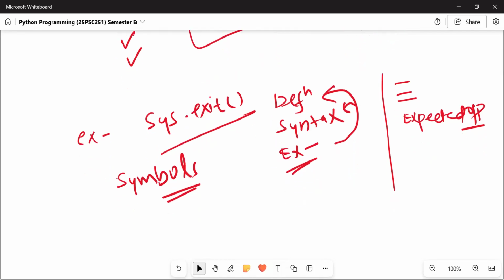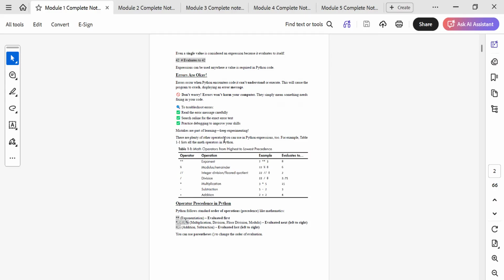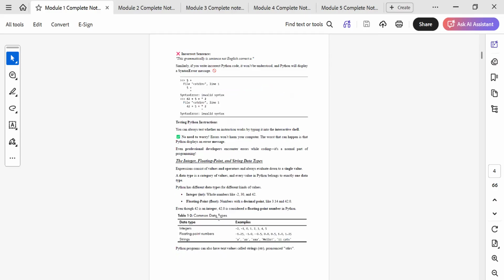Now I am taking you through the topics that you must follow so that you will be able to write the answers properly. See, this is module one. You see, the chapter starts from Python basics. Directly they asked what is the interactive Python shell, what is the scripting Python shell, and you may go through that. You see, these are the answers given. What are expressions? Okay, and what are variables? What are operators and precedence? Okay, these are the basic syntax rules.